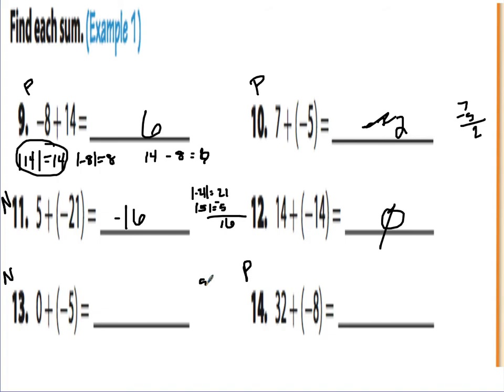Here I have negative 5, the absolute value is 5. And 0, the absolute value is 0. I subtract these and I get 5. But my answer is negative because negative 5 has the larger absolute value. Here, the absolute value of 32 equals 32, and the absolute value of negative 8 is 8. When I subtract those, I get, oh my goodness, I can't write here, 26. And my answer is going to be positive.